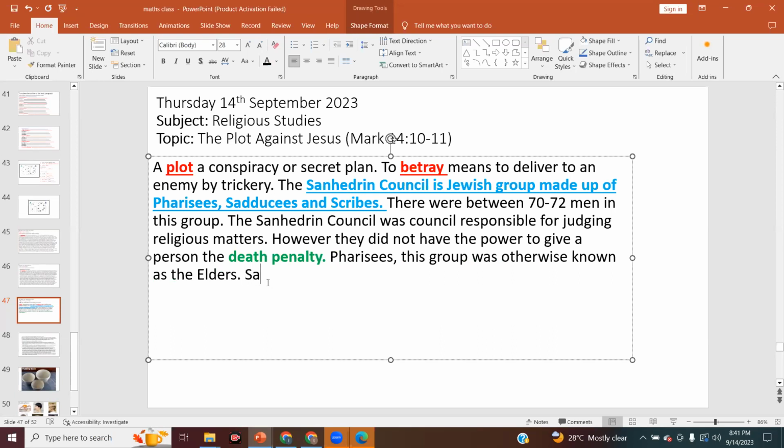The Sadducees, these were Jews who followed the law of Moses, or Torah, which is the first 5 books of the Bible.